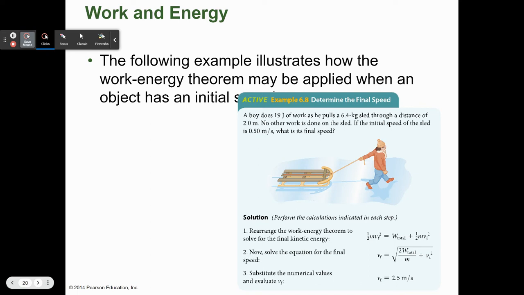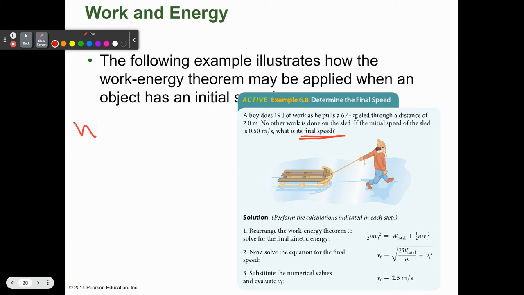Okay, so the following is an example that illustrates the work energy theorem as applied to an object that has an initial speed. The one we did before was starting from rest, so our initial speed was 0. This time, though, we're not starting from rest. A boy does 19 joules of work when he pulls a 6.4 kilogram sled through a distance of 2 meters. No other work is done on the sled. If the initial speed of the sled is 0.5 meters per second, what is the final speed? So remember, we are looking for the final speed now.